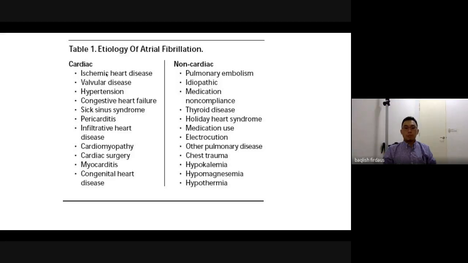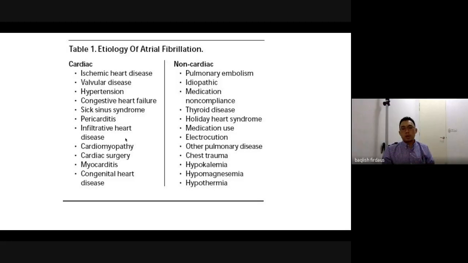Or a patient with pericarditis, infiltrative heart disease like amyloidosis, which is actually very common in cardiology. Any cardiomyopathy, any problem with your myocardium, post cardiac surgery, myocarditis, and also congenital heart disease. But most importantly, you must also identify that atrial fibrillation can be caused by non-cardiac causes. Examples are pulmonary embolism, medication, endocrine problems, thyroid disease. Holiday heart syndrome means after a binge of alcohol, after you drink a lot of alcohol, certain medication.